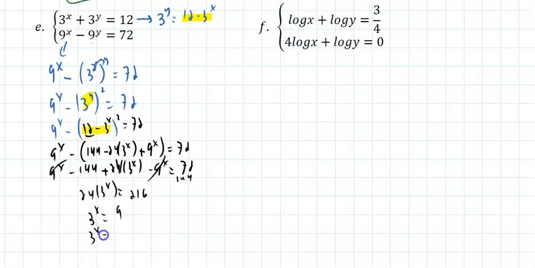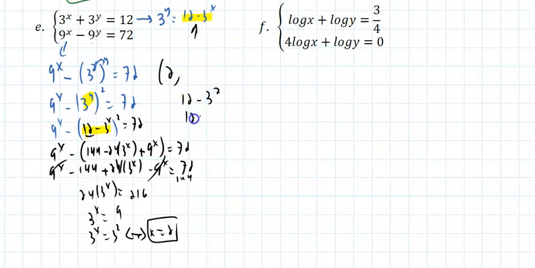So 3 to the x equals 3 squared. That means x equal a 2. And if x equal a 2, y would be 12 minus 3 squared, 12 minus 9, which is a 3. That would be the solution to those 2 equations.